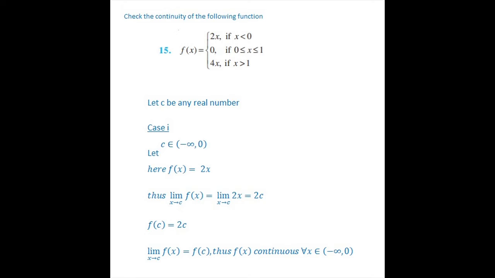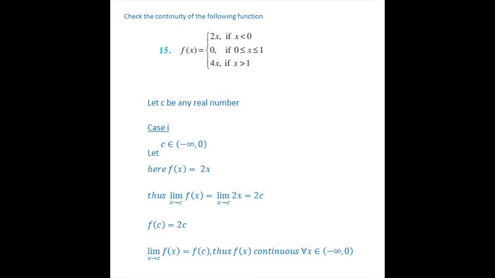Let c be any real number that belongs to (minus infinity, 0). Here the function f of x equals 2x. So when you find the limit as x tends to c of f of x, you are going to get 2c, and f of c is also 2c. So literally this is a polynomial function. Polynomial functions are continuous, but still we want to prove it, that's why we are writing it.